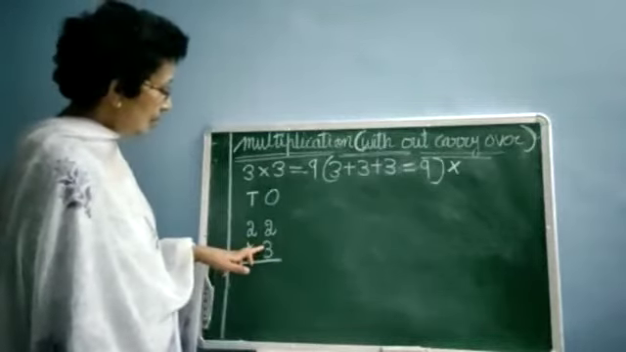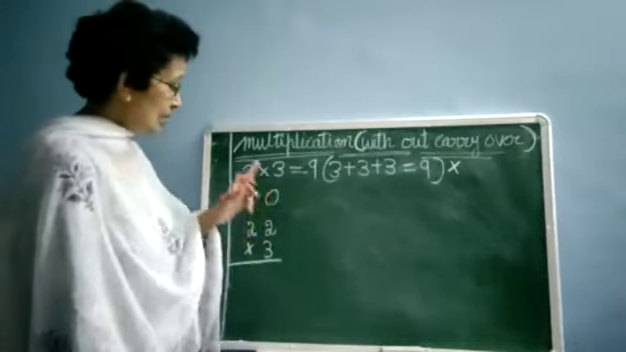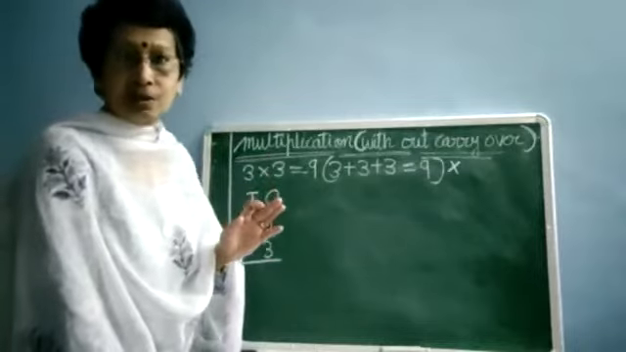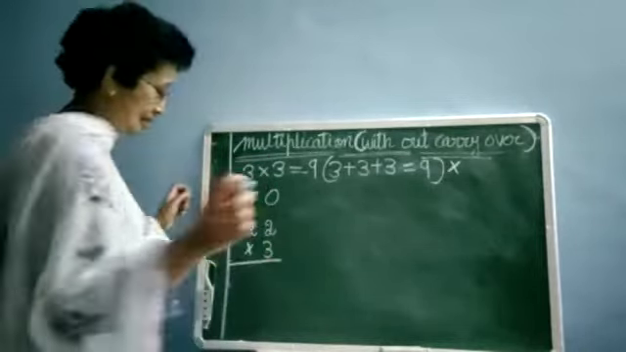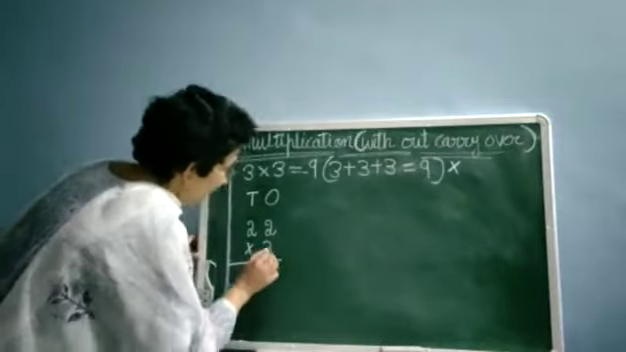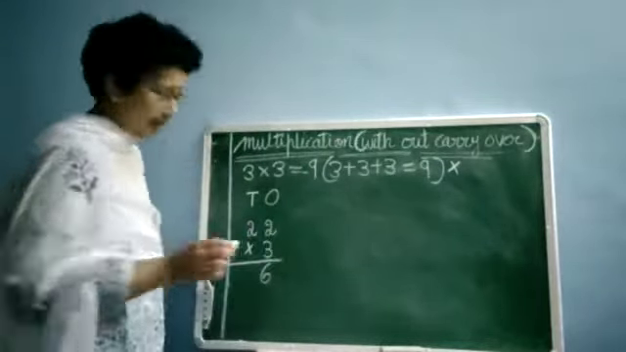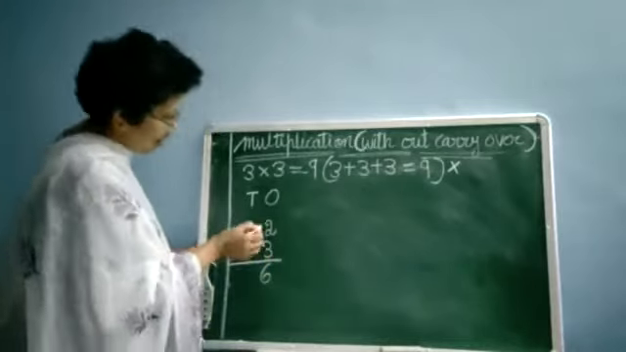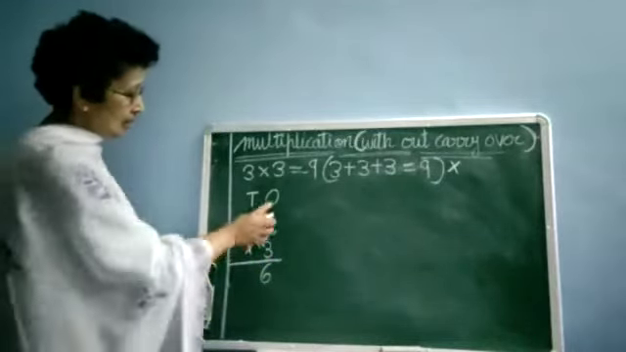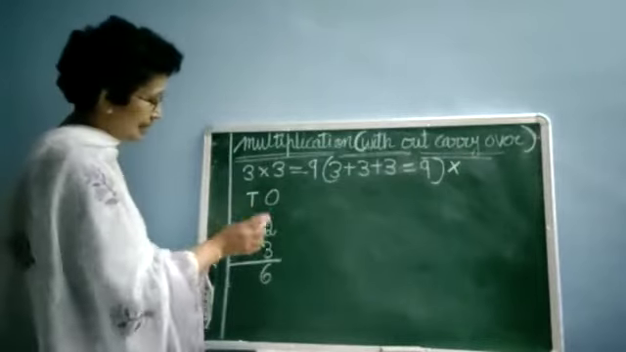Okay, boys. Now, 3 2s are. So, we will start from zeros. 3 zeros are 0. 3 1s are 3. 3 2s are 6. We finish the one side. Now, this 3 here. Now, going to multiply with this number. One side we are finished. Now we are going to the 10 side.